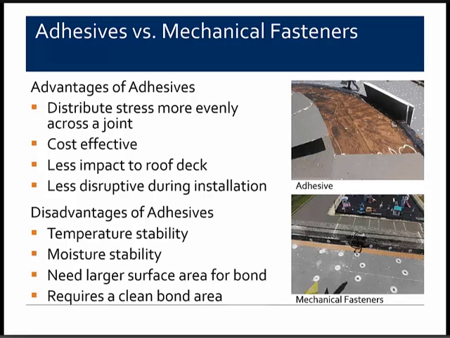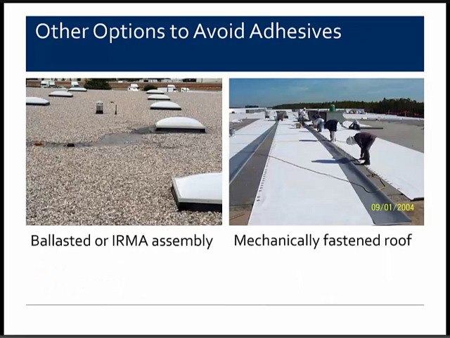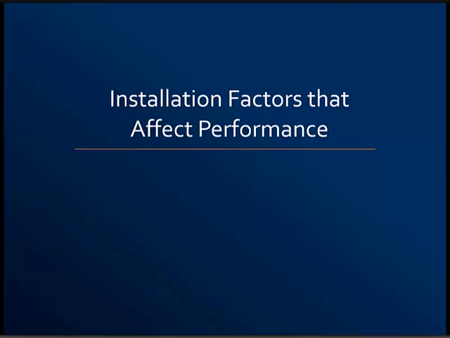What are some other options to avoid if we absolutely don't want to deal with adhesives? Particularly if we're working in a single-ply roof, we can use a ballasted or an IRMA assembly, or we can go with a mechanically fastened roof.